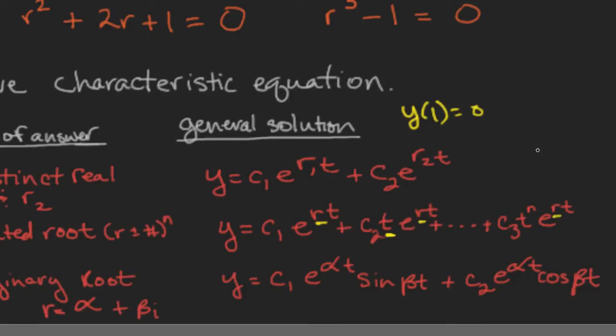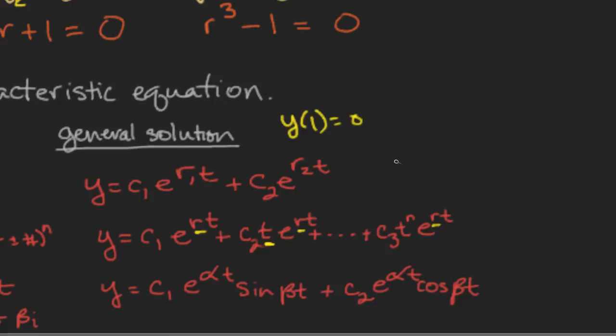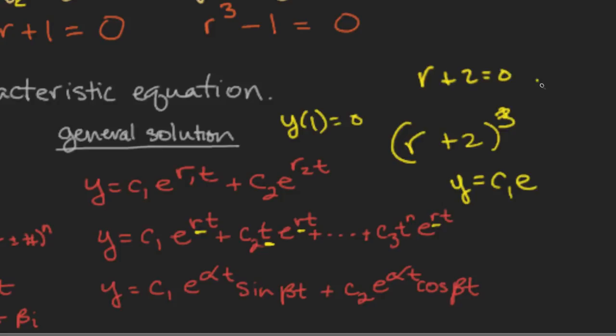So for instance, let me give you an example, I'll do a third one. So let's say we had r plus 2 to the 3rd power. Ooh, that's a horrible 3. What you would have is y equals C1 e to the, if you set that equal to 0, you get a -2.